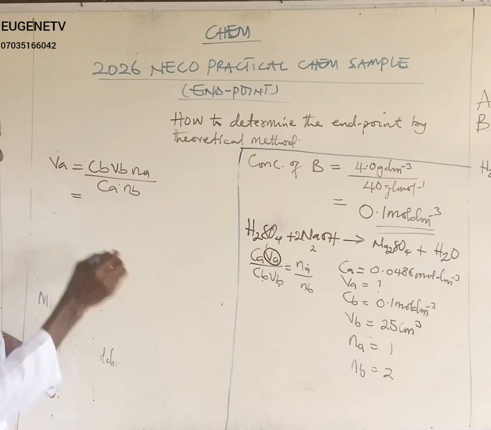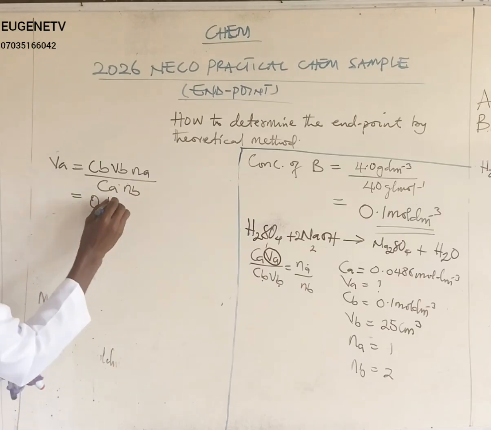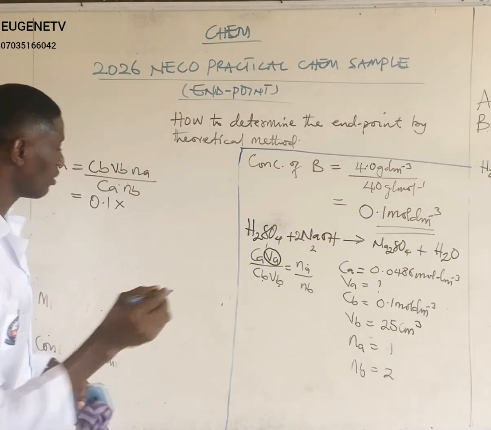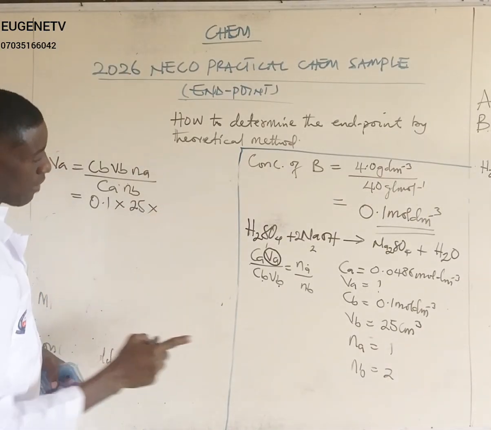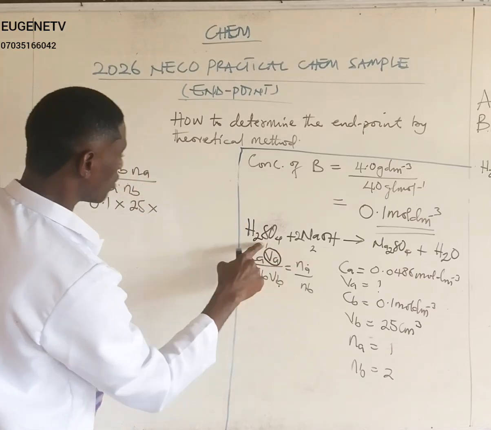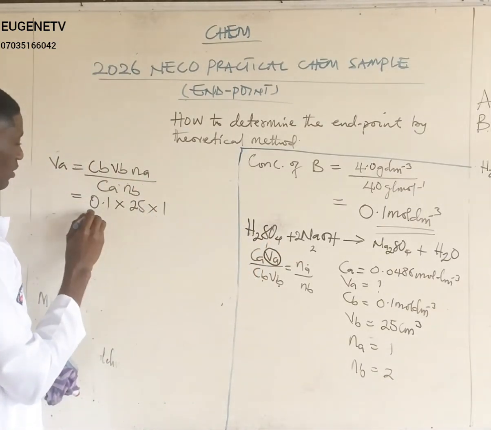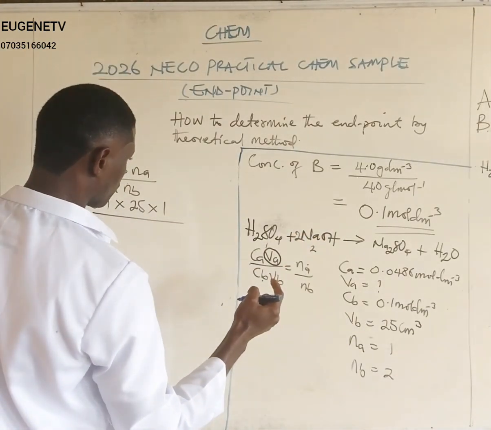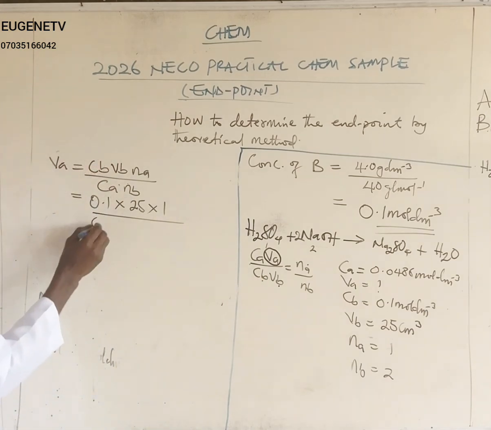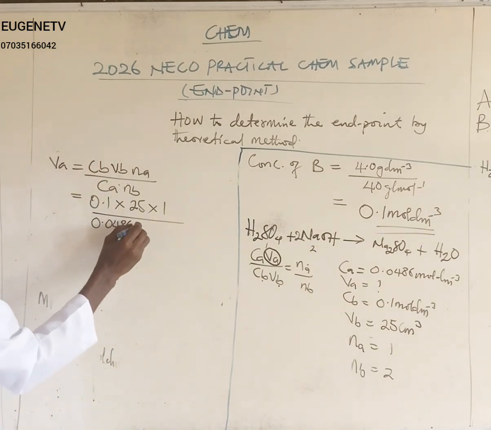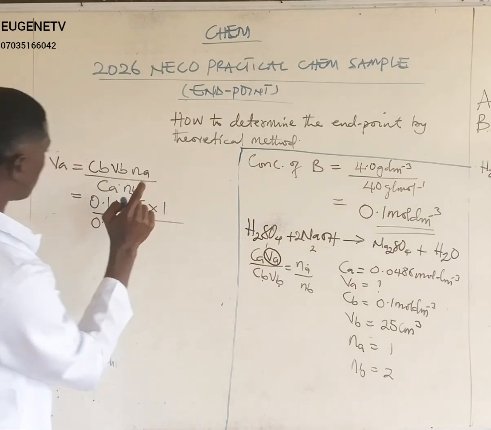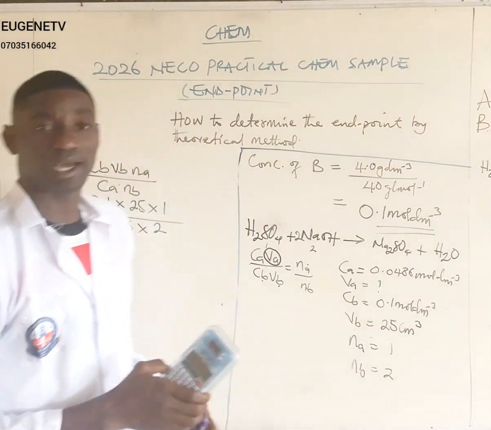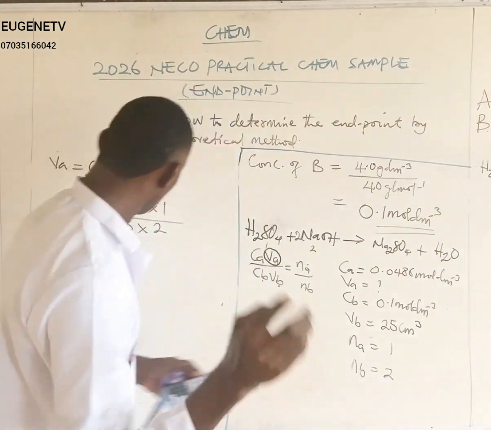Our Cb is given to be 0.1 mole per dm cube. Our Vb, we say is 25 cm cube, depending on the size of your school pipette. Our Na, number of moles of the acid, is given to be 1. Our Ca is 0.0486, and our Nb is 2. So let us now evaluate this. Whatever volume we have is going to be the endpoint to our practical.